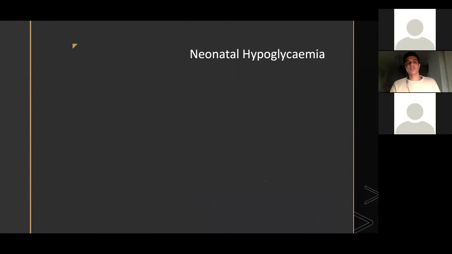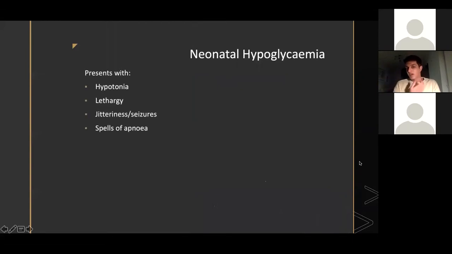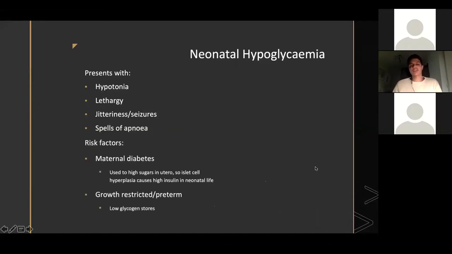Right, let's just quickly go over something that's pretty high yield and important to know about. So neonatal hypoglycemia: there's a number of reasons it can occur, and this is what it looked like. The baby will be hypotonic. It's one of the easiest and one of the few reversible causes of hypotonia if you've got a floppy baby. Lethargy, jitteriness, seizures, apneic spells, all these things. You should just do a cap glucose, and you should always look out in your SBAs for a cap glucose reading, all right?